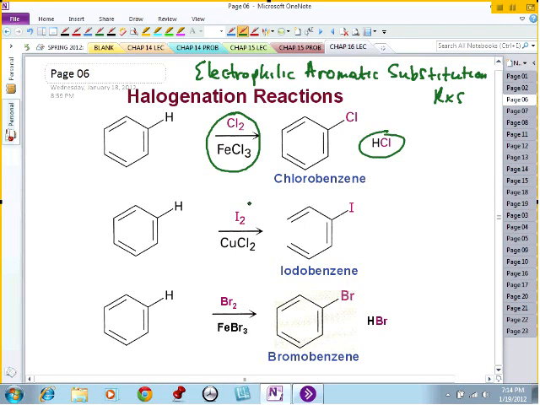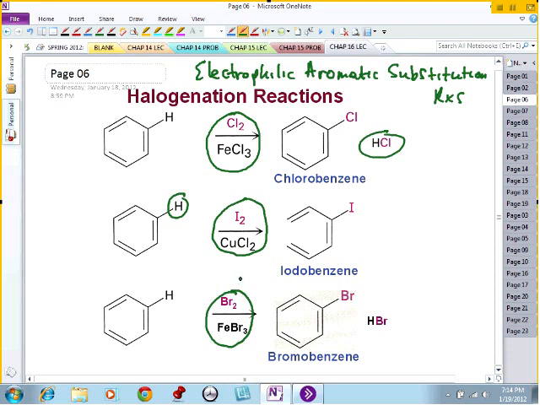Now, if you want to do iodination, in other words, you want to replace the hydrogen on benzene with iodine, this is the reagent you need: iodine in copper(II) chloride. Now, supposing you want to form bromobenzene, what reagent do you need? Anybody knows? Bromine and iron(III) bromide. Okay, so these reagents are very important. You must know them.